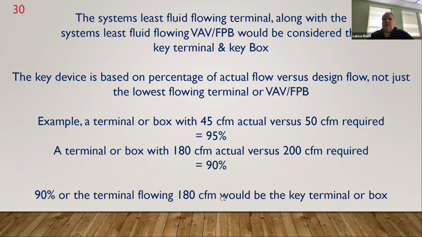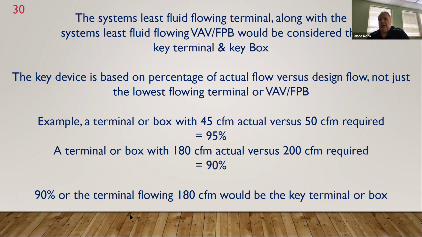The system's least fluid flowing terminal, along with the system's least fluid flowing VAV fan power box, would be considered the key terminal and key box. So if you have a constant volume system and we're on the supply, you're going to have one key outlet, and that key outlet is the one flowing the least amount of flow. There will also be a key outlet on the return side of the system. Those are the two key devices on a supply and return that you could literally remove the dampers to, because everything gets balanced to these least flowing devices.